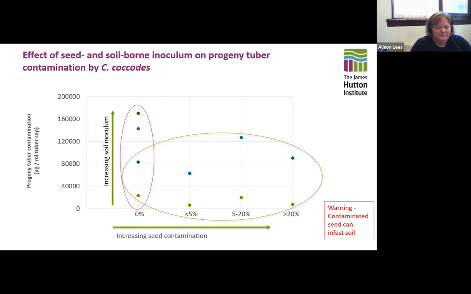If you accept that blemishing is a real economic and marketing issue in the first place, then it does matter, because the contaminated seed can cause disease on the progeny tubers, enhancing the major effect of the soil inoculum, and can infest the soil once planted and perpetuate and spread the pathogen.